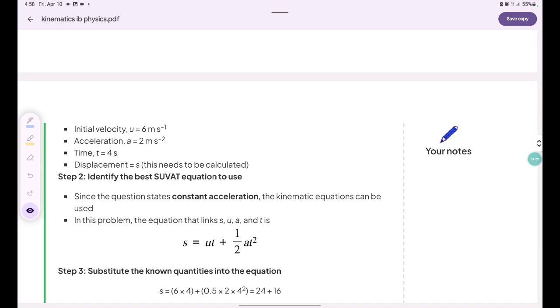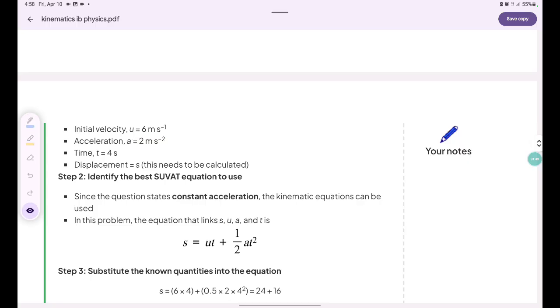Step number 2, we write our formula. Our formula will be the second equation of motion, which is our third equation of motion. S equals ut plus half at squared.